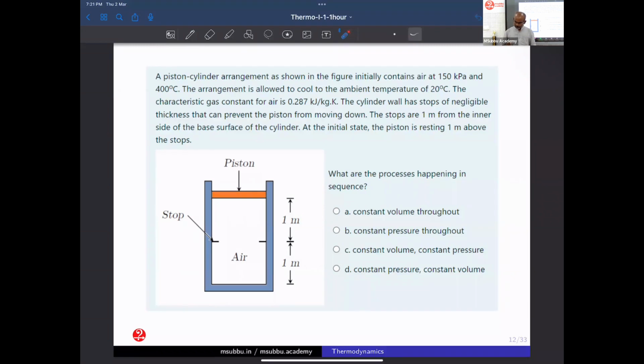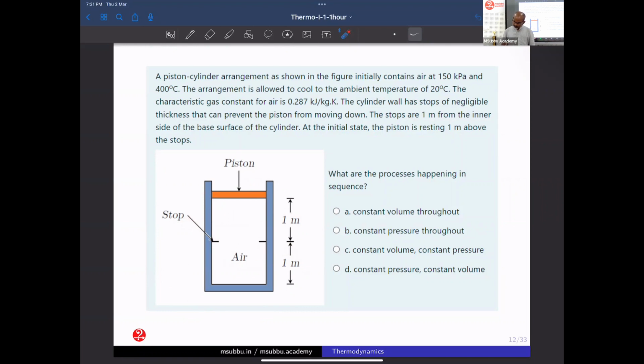A piston cylinder arrangement as shown in the figure is initially containing air at 150 kilopascal gauge pressure and 400 degrees Celsius. The arrangement is allowed to cool, by way of some sort of arrangement, to the ambient temperature of 20 degrees Celsius. So initially the contents are at 400, and it is going to a temperature of 20 degrees Celsius by way of heat transfer.